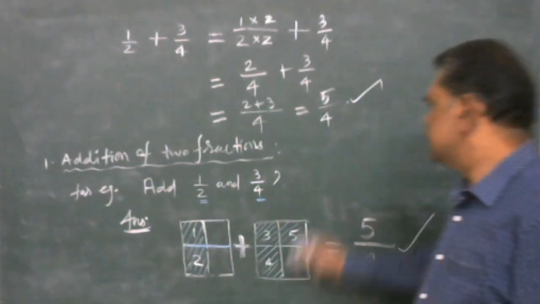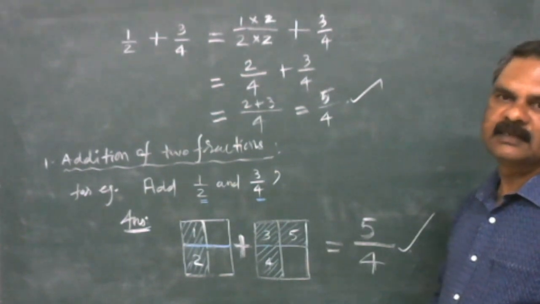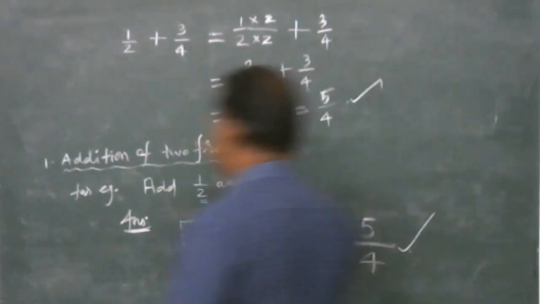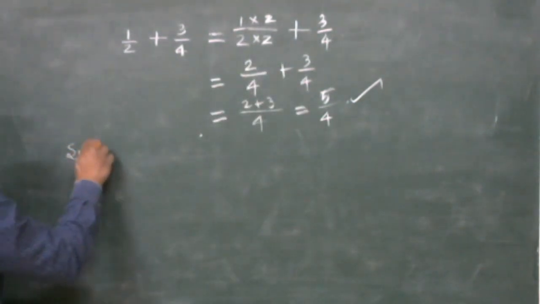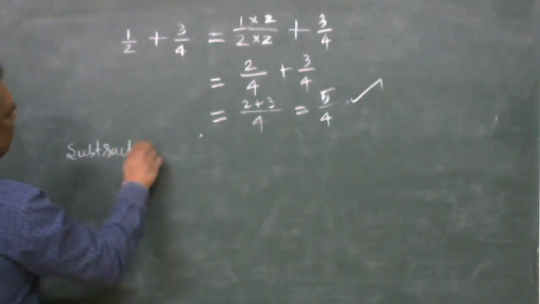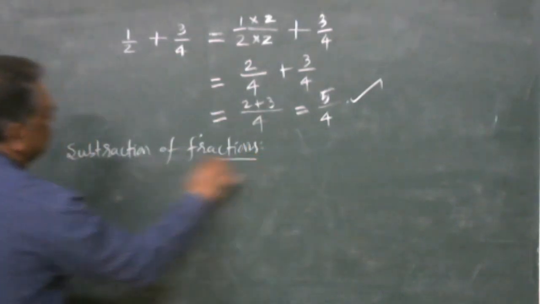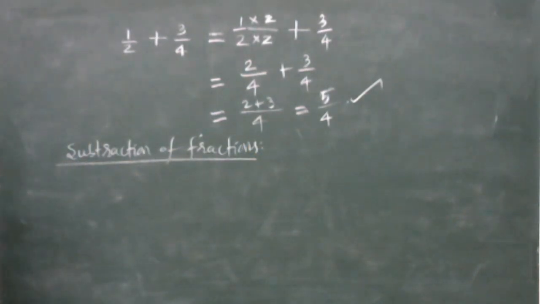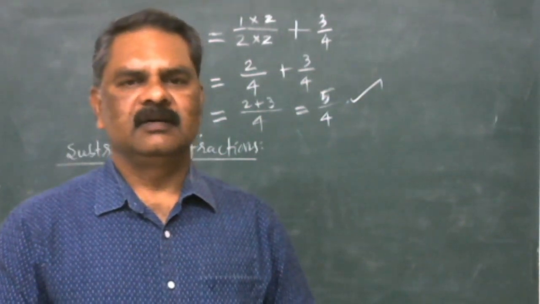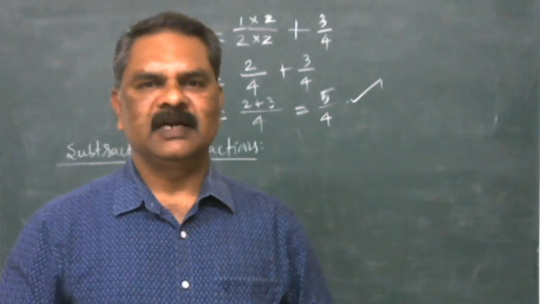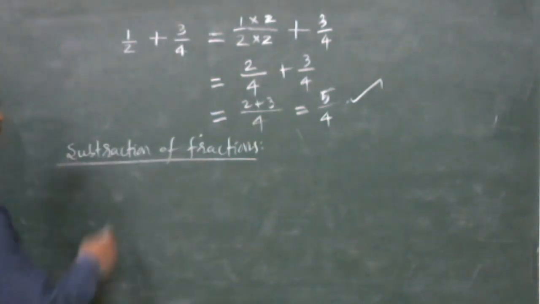Okay, so addition and subtraction are almost the same. So let me take one example for subtraction of fractions. Same as addition. Addition means put together, combine together. Subtraction is taking away. So unless the pieces are equal, we cannot take away the pieces. So equal pieces, same idea.